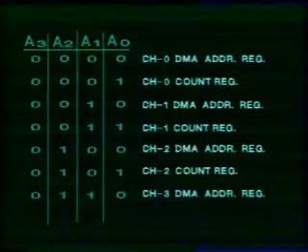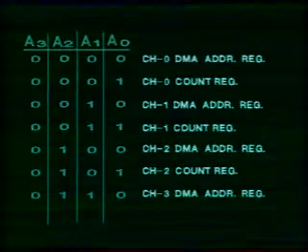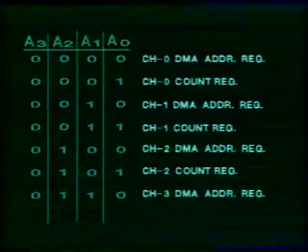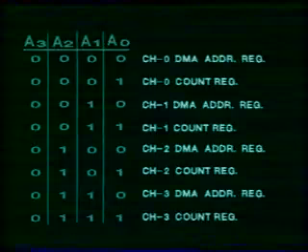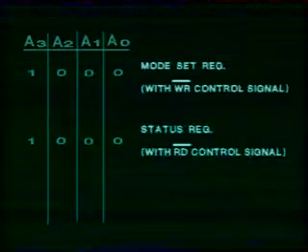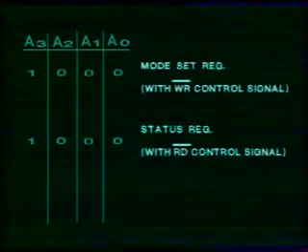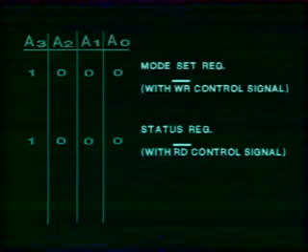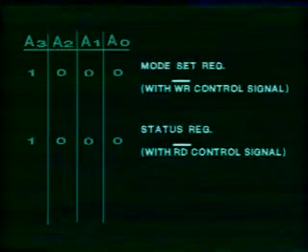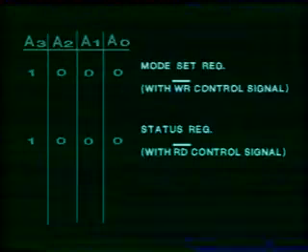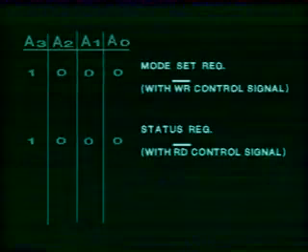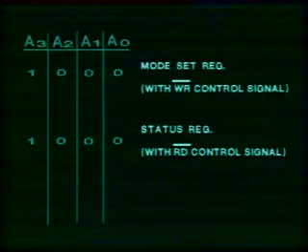Address 0110 is used for channel 3 DMA address register. Address 0111 is used for channel 3 terminal count register. Address 1000 is used to write the mode set register and to read the status register. That is, address 1000 along with write control signal enables mode set register and along with read control signal enables status register.